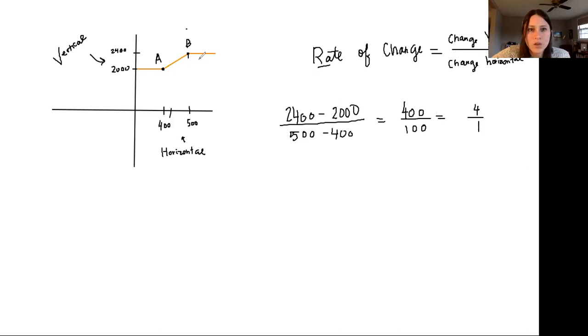That means every time it goes up 4 from one point to another, it goes over to the right 1. Every time it goes up 4, it goes over to the right 1. That's basically the rate of change on our graph here. So let's look at our study guide.